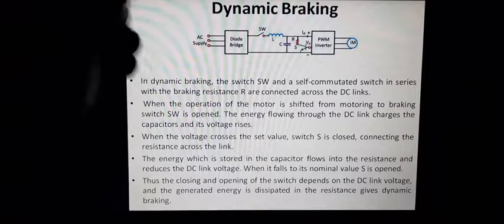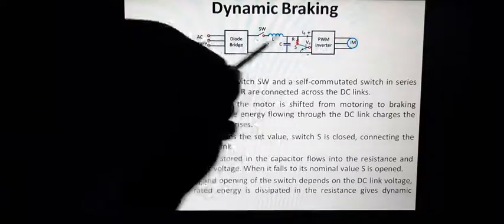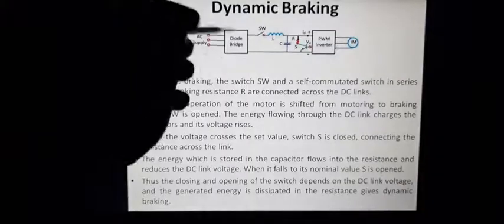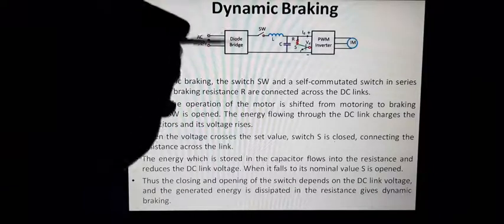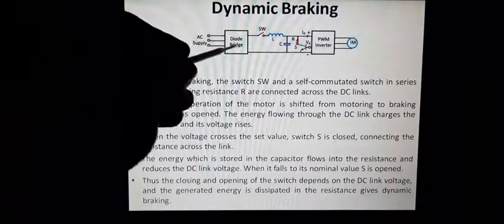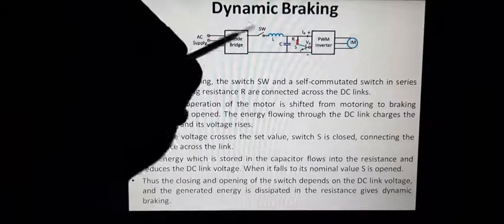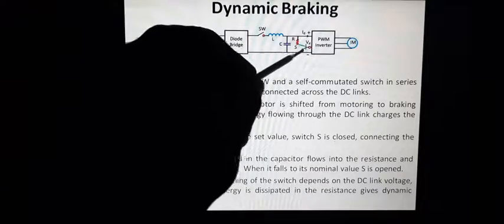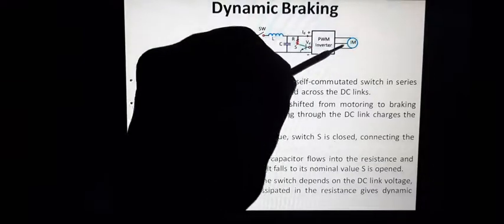So this is the circuit of dynamic braking. AC supply is there, diode bridge is there. Since we are using a PWM inverter, we can use a diode bridge. If we used a stepped wave inverter, we would use a controlled rectifier rather than the uncontrolled one we have used here. This diode bridge is known as an uncontrolled rectifier. Here there is one switch SW, another switch named S, a capacitor, and this is the resistance where the power obtained from the induction motor is dissipated.